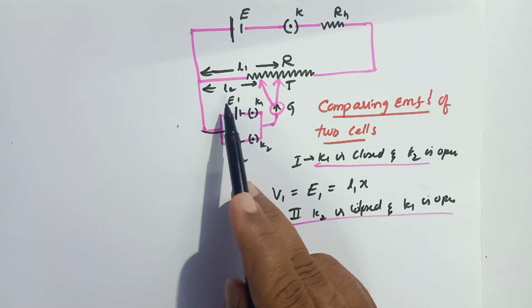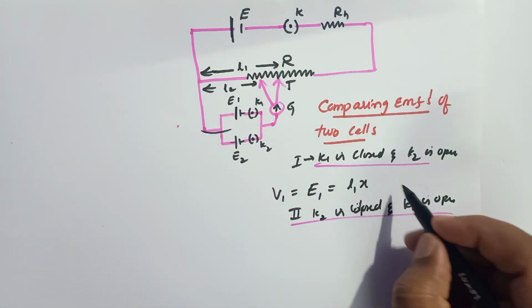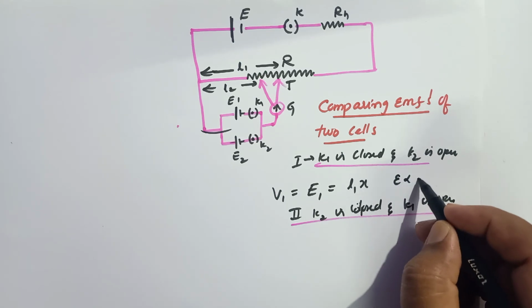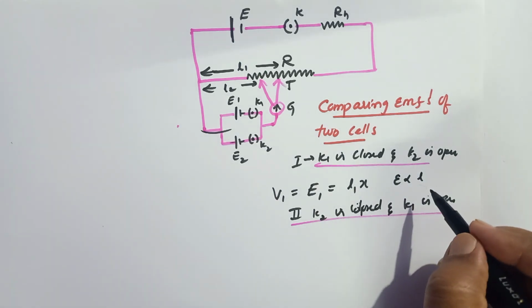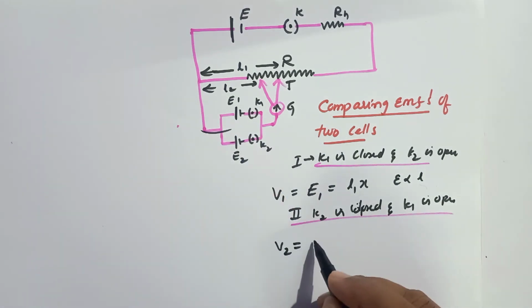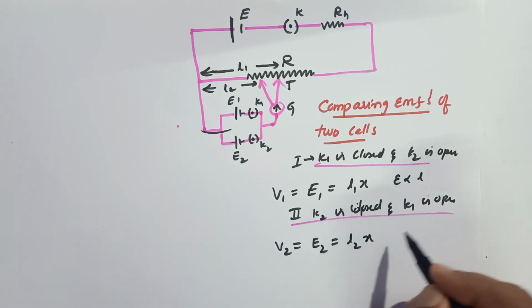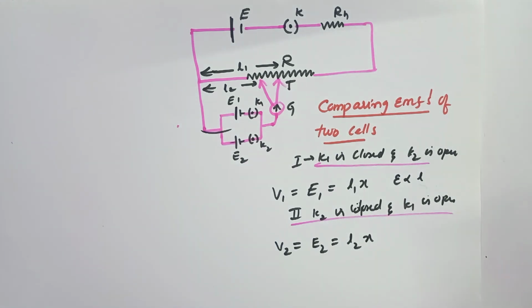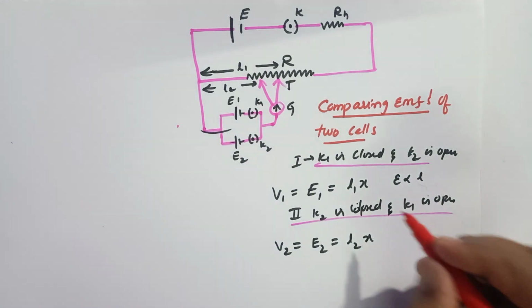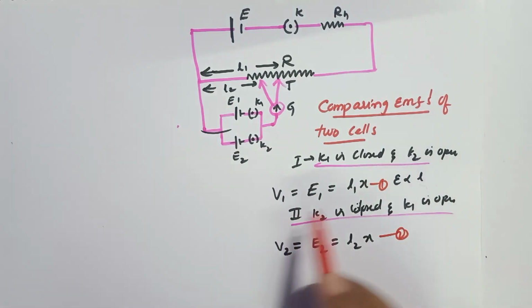Balancing length L2 is less, which means EMF E2 is less, because EMF is always directly proportional to the balancing length. The next case: the potential difference across the second cell is considered as V2, which is equal to E2, which is L2 into X. This is equation number 1 and this is equation 2.